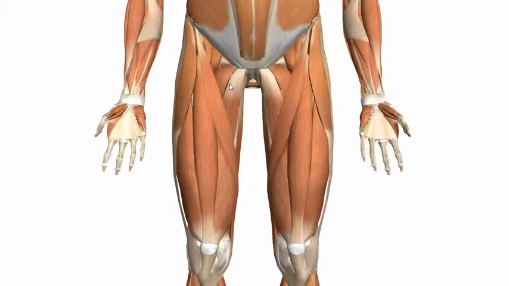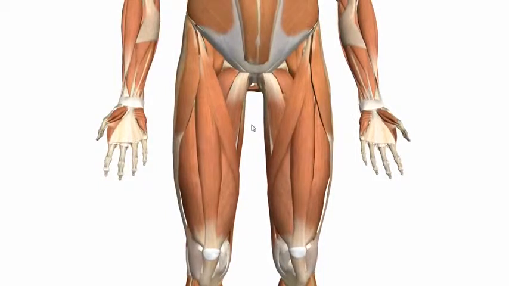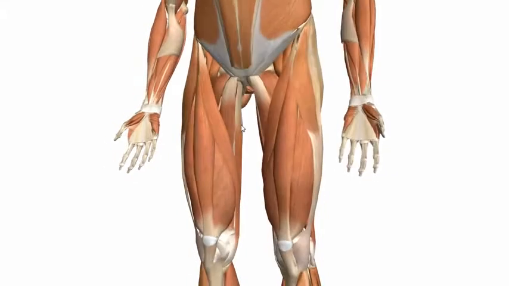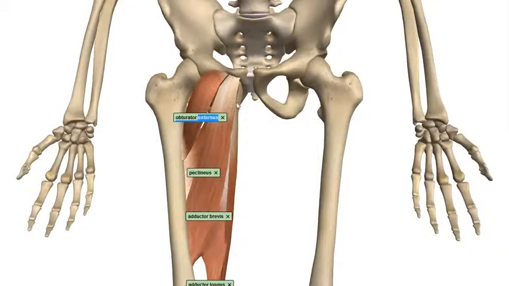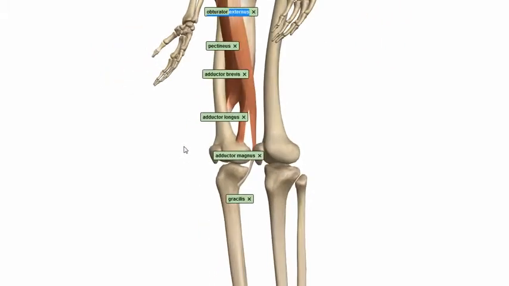So adduct, adduct. I'm not going to talk in too much detail about the origin and insertion of these muscles because it takes quite a bit of time, so I just want you to get an idea of what these muscles are and their actions. These muscles mainly originate on the body of the pubis and the ischiopubic ramus of the pelvic bone, so this sort of area on the pelvis, and they insert at various points on the femur and also, in the case of the gracilis, on the tibia.